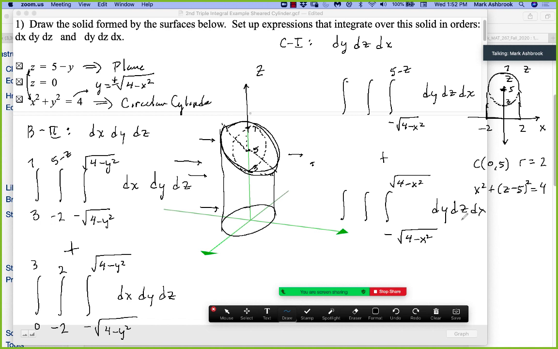So dz is bottom to top, so z goes from what to what? 0 to 3? Not 3. To 5? Not 5. 0 to the equation. Solve for z. 0 to the bottom half of the circle. So we have to solve this for z. We're going to have 4 minus x squared, square root, plus or minus, and then we're going to add 5.